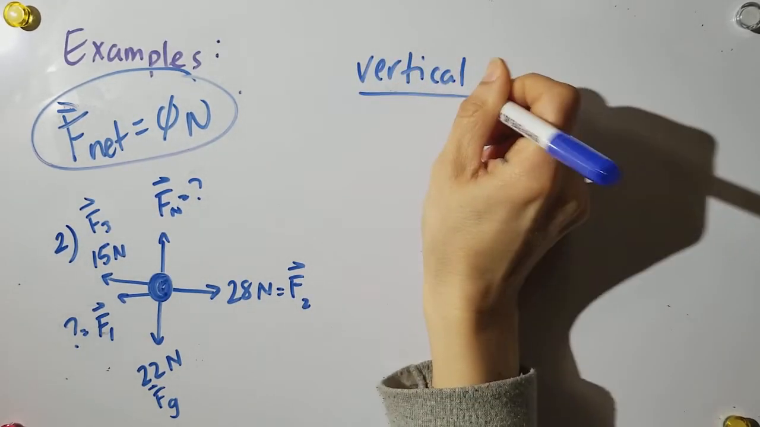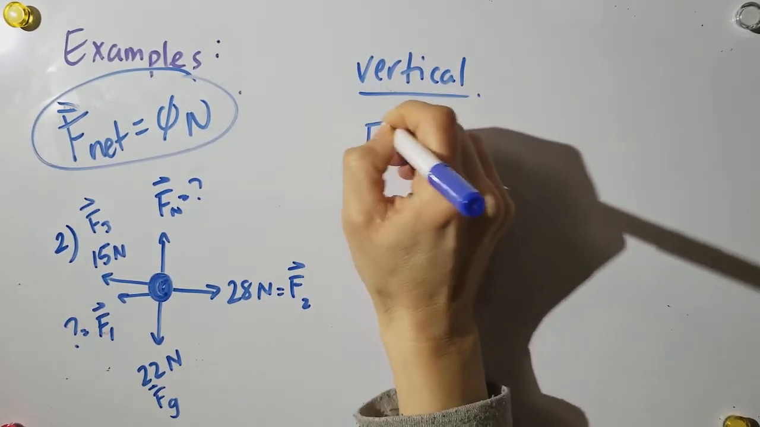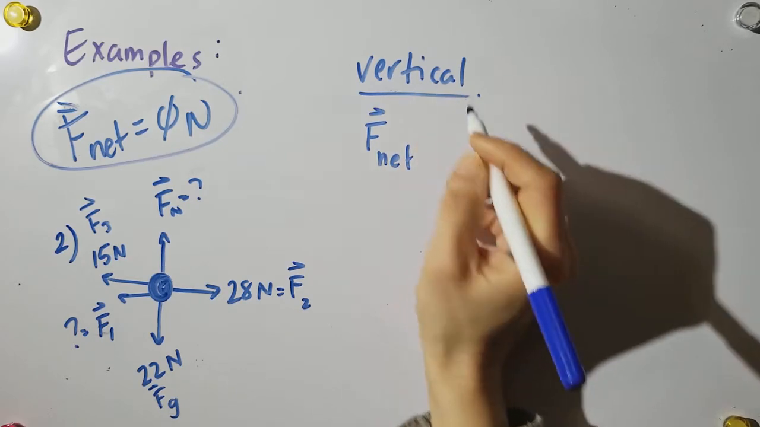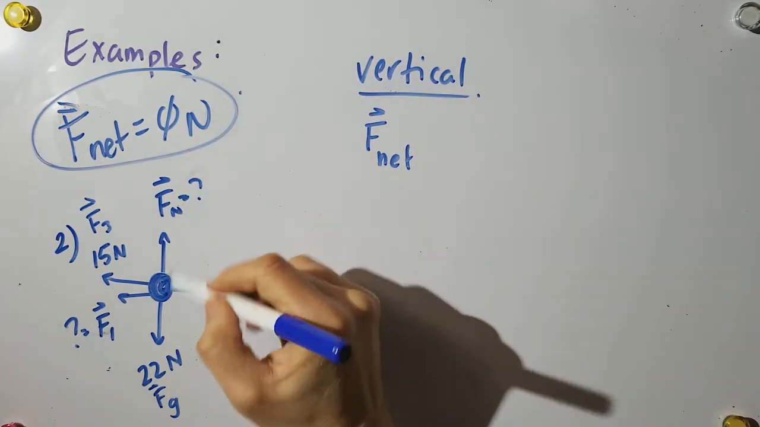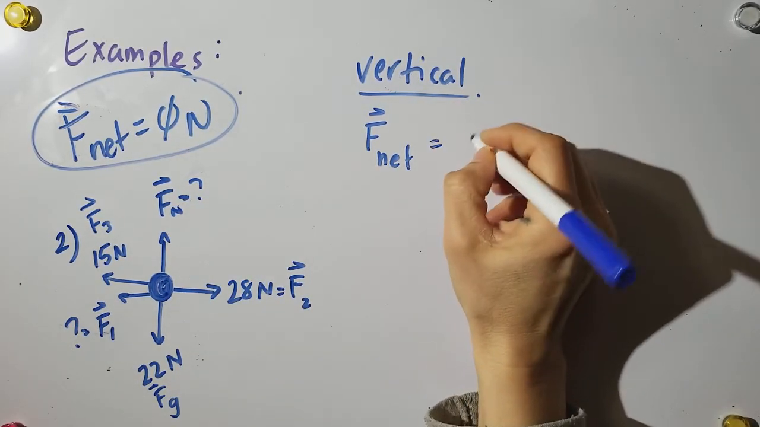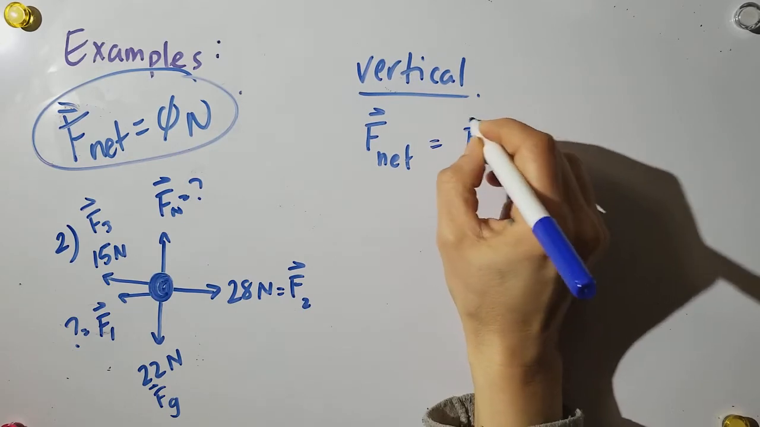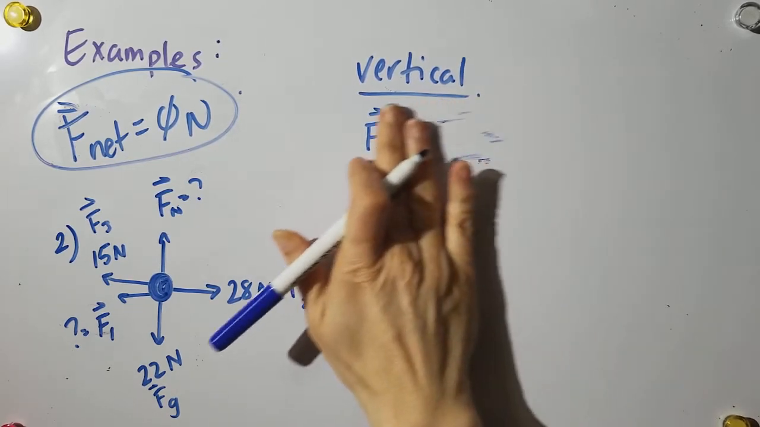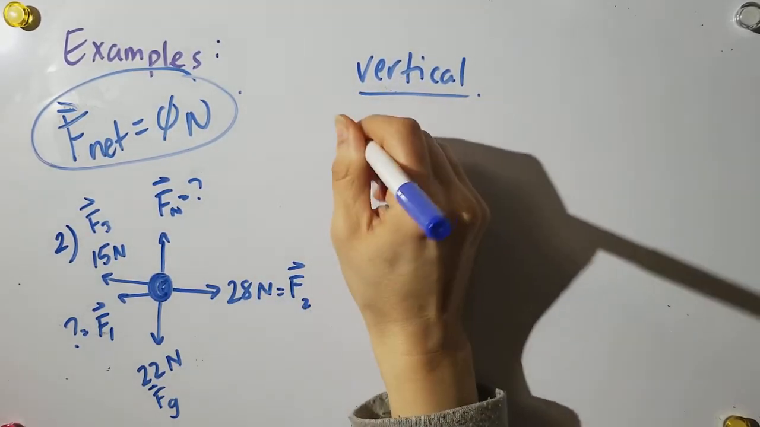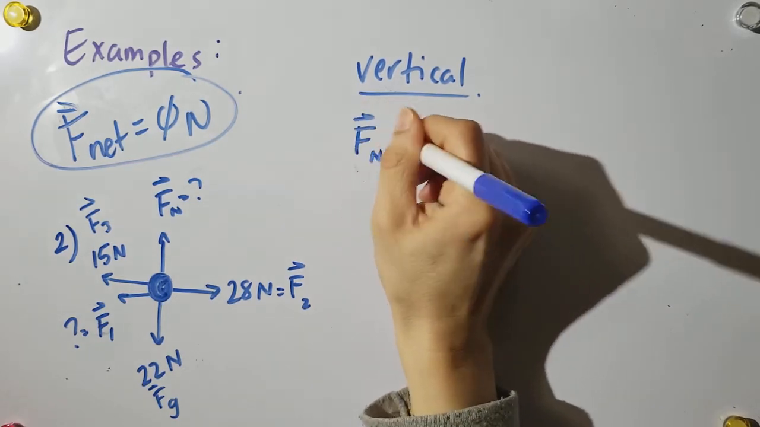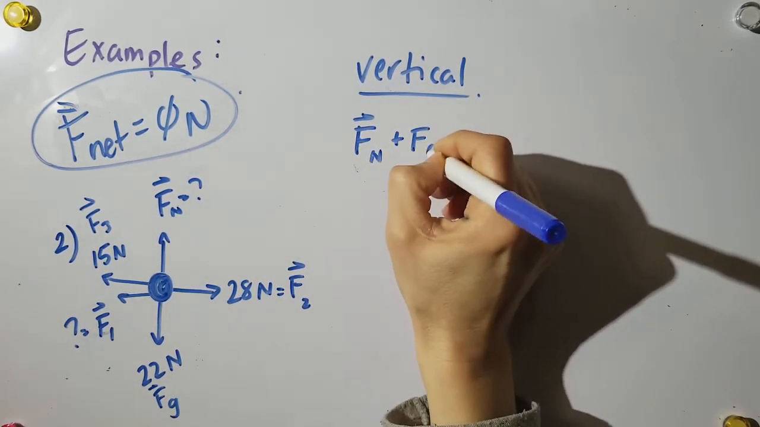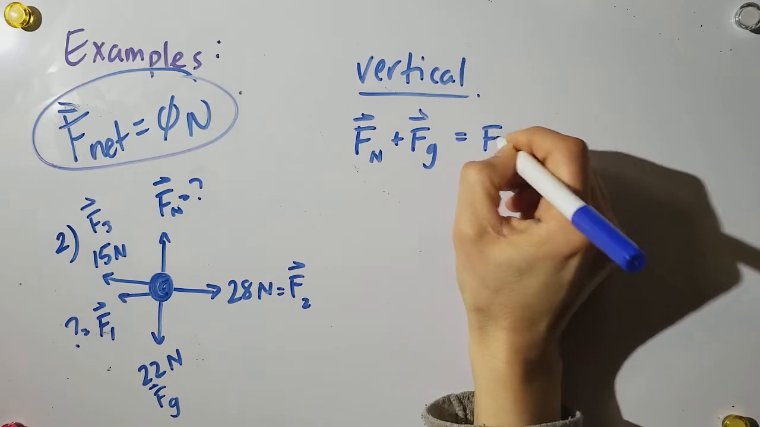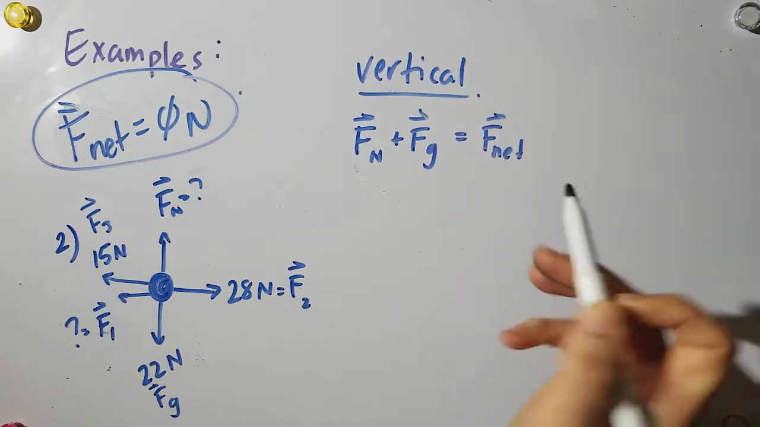All right, so we're doing vertical first. So F net, and I'm going to look at how many forces there are. There are 2. There is the normal force. And you know what? I'm going to write this a little bit differently. Why don't we just write Fn plus Fg equals F net. And maybe this will make sense why I did this.